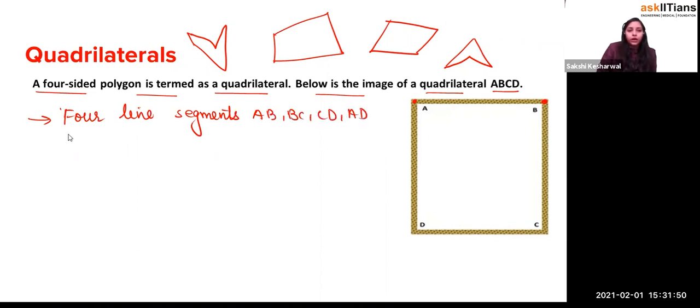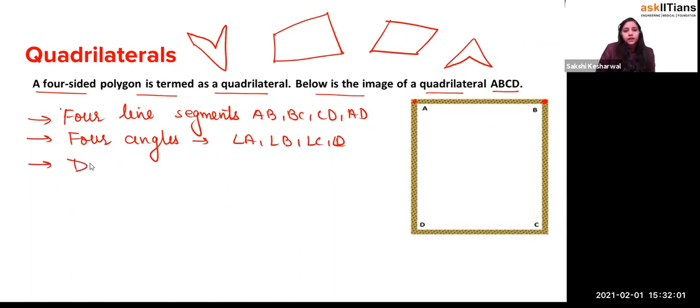It has 4 angles, yes or no? How many angles does it have? Angle A, angle B, angle C, angle D, right? And now if I ask how many diagonals it has, if I say to count the diagonals?